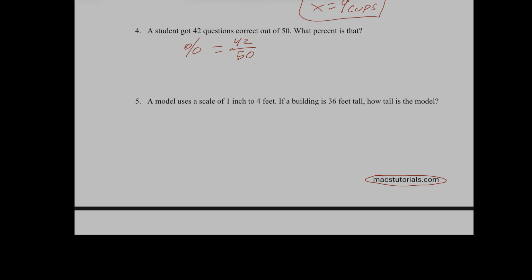If you're not sure which one goes on top and bottom, just remember that unless you got more than everything right, it's going to be something under 1. So you want the bigger number on bottom. And so when I go 42 divided by 50, that's going to give me 0.84. And if I want to write that as a percentage, it's just 84% because we move it over twice.